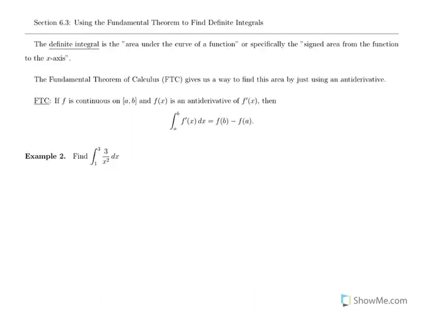The other kind of integral we're going to look at is a definite integral. We define the definite integral as the area under the curve of a function, or more specifically, the signed area from the function to the x-axis. So very quickly, think about some function here. The area above the x-axis is positive area, and the area below the x-axis is negative area. If you add everything together, it gives us the area under the curve.